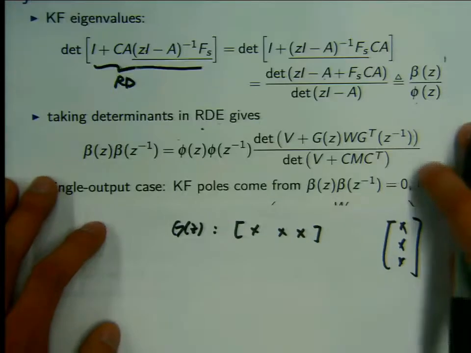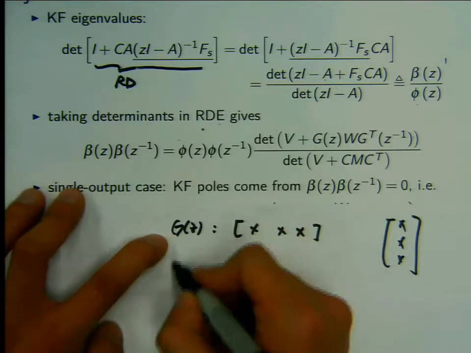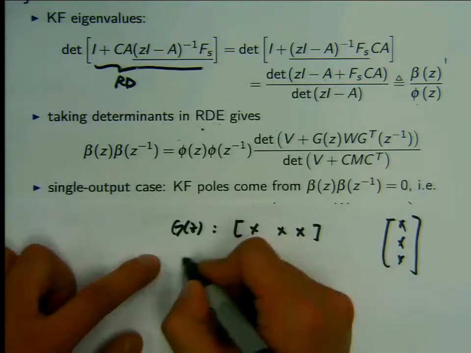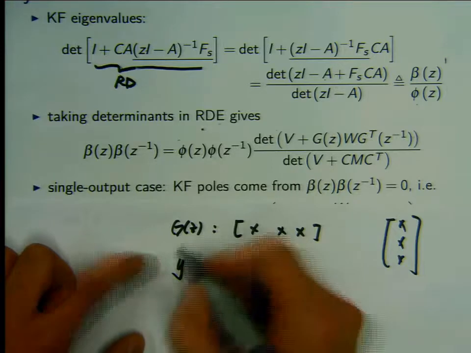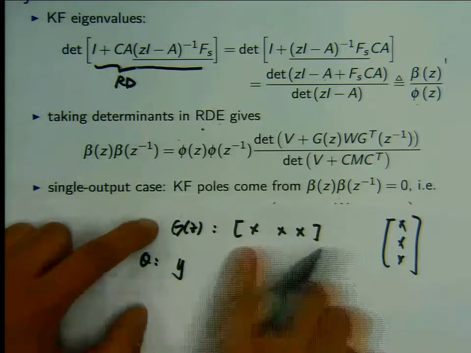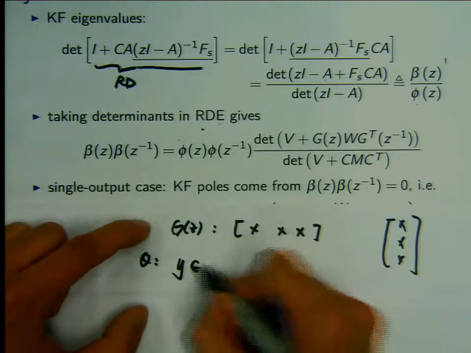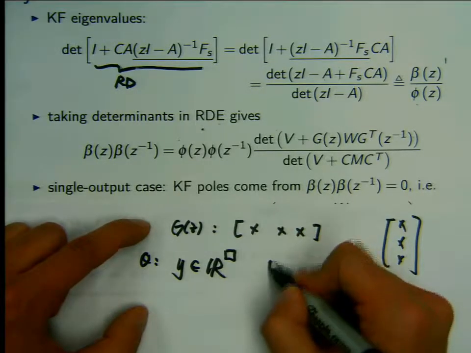Okay? And then if G(z) has this kind of form, that means, let me ask you a question as a test. If G(z) is a wide matrix, what's the dimension of the output and what's the dimension of the input?